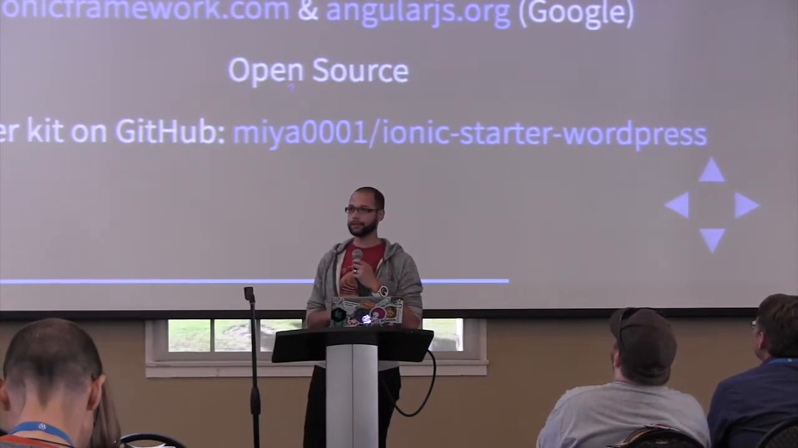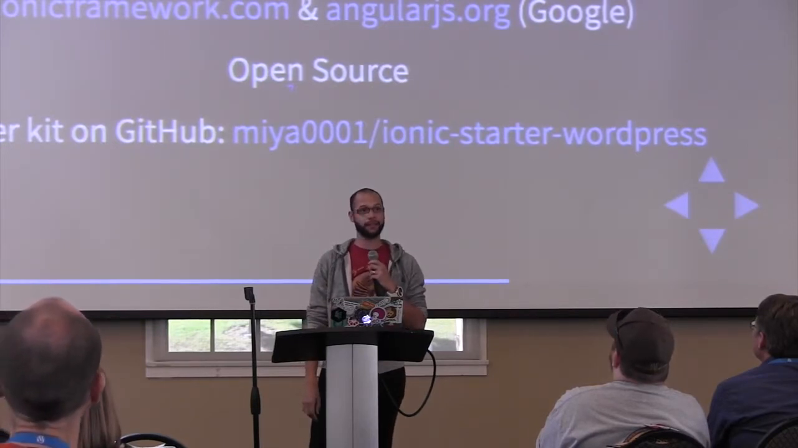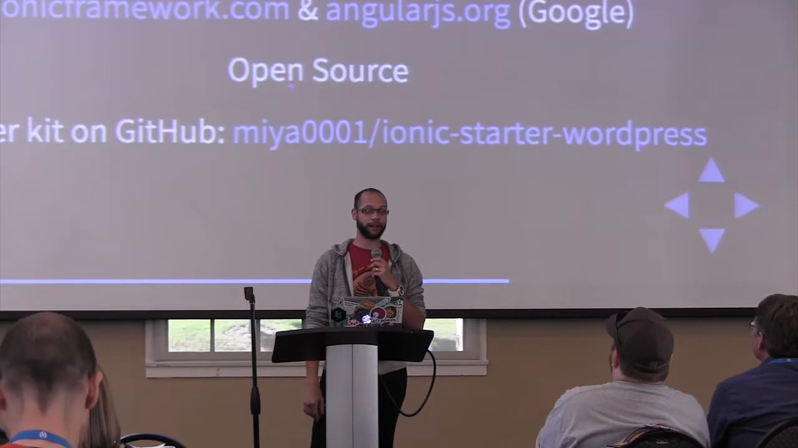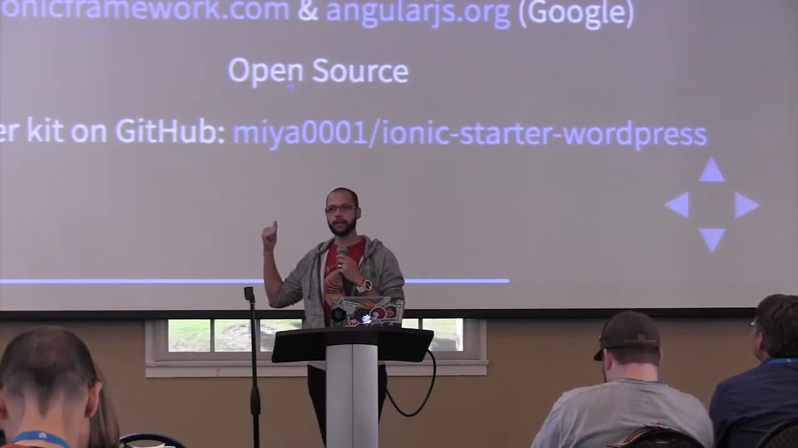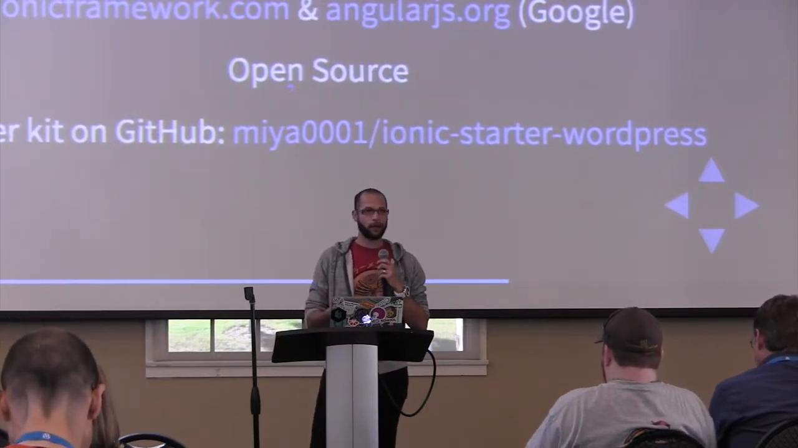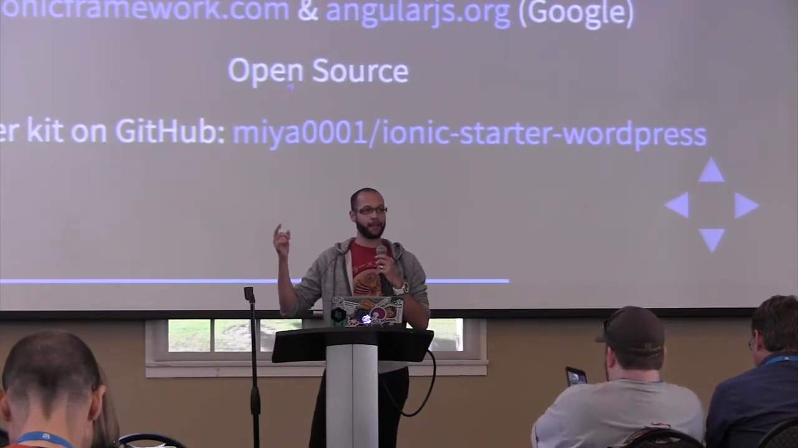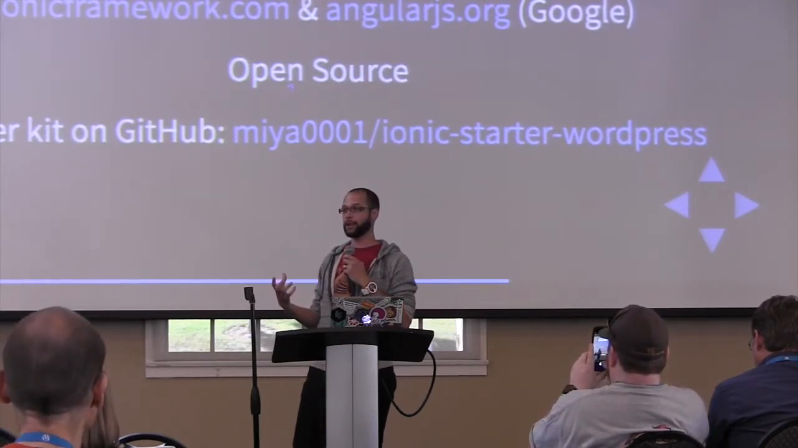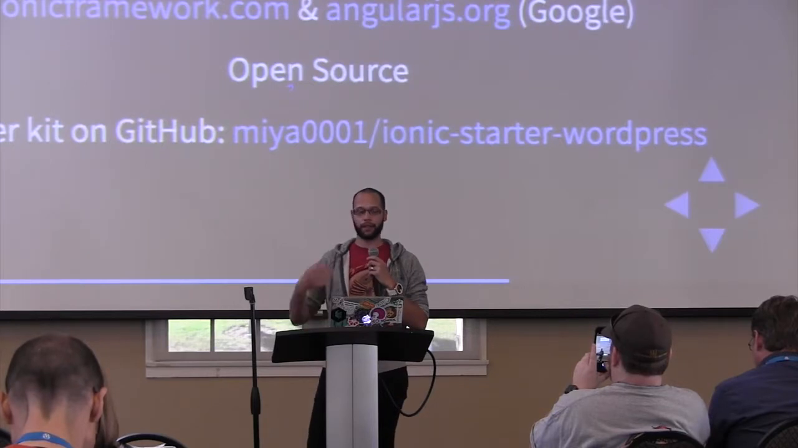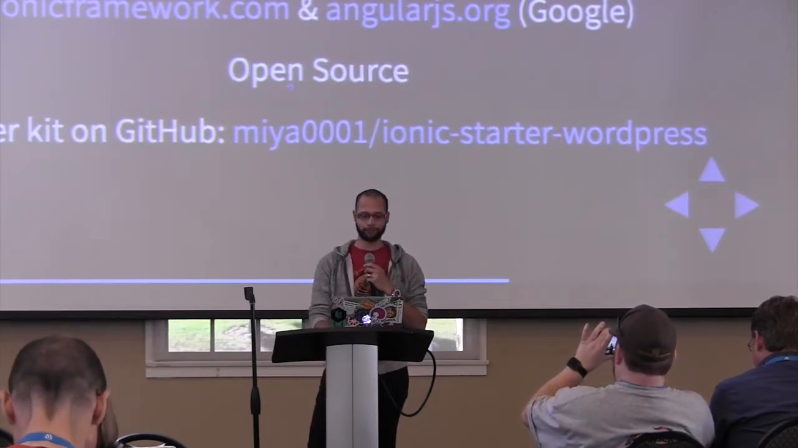Google writes Angular, which I think is really cool, really big company. They put a lot of work into it, and it is very well documented. Again, this is open source, and there's a really cool starter kit on GitHub that's specifically for WordPress sites. You download it, all you need to do is change one line in the config for where your website is, and boom, you have a really basic WordPress site that's going to load up your pages, all your posts, and have a homepage, and it's really easy to add more to it.